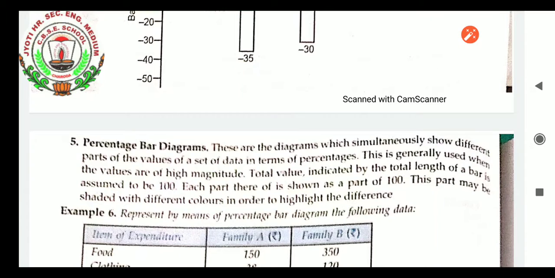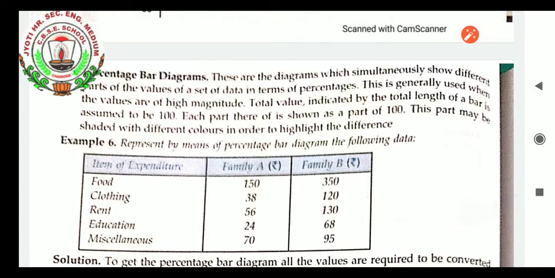Percentage bar diagram. These are diagrams which simultaneously show different parts of the value of a set of data in terms of percentages. This is generally used when the values are of high magnitude. The total value, indicated by the total length of a bar, is assumed to be 100. Each part has to be shown as a part of 100. These parts may be shaded with different colors in order to highlight the difference.